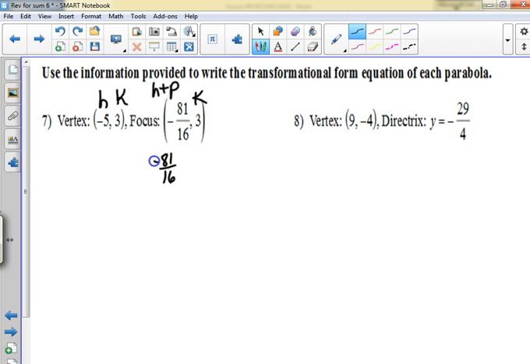-81 over 16 is equal to H plus P. Well, what's H? -5 plus P. So if we add 5 to both sides, we get P equals -1/16. Yep.